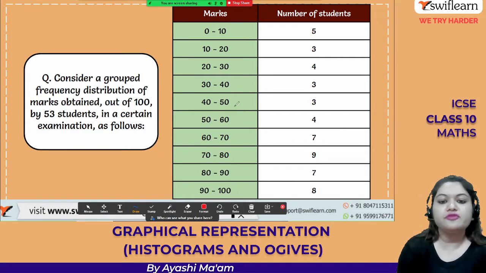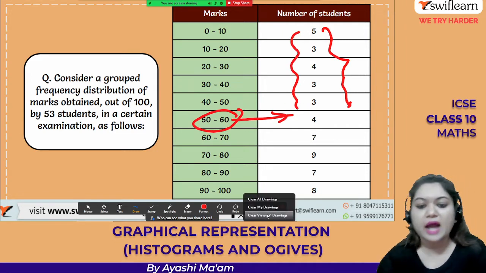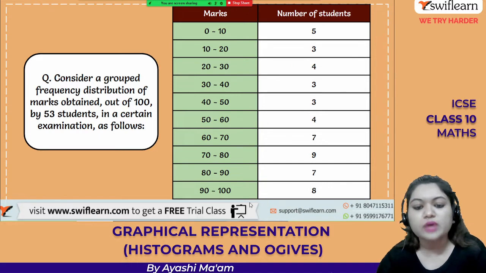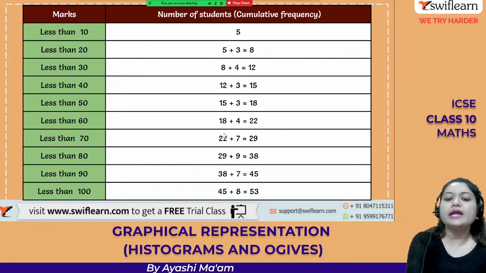Okay, less than 50 means what? Up to this part will be your less than 50. This is your 50 to 60. That means this is your more than 50. Okay, up to this part will be your less than 50. Understood? So just try to apply your logic and you will understand it. Similarly, we can go for less than 60 also, less than 70.